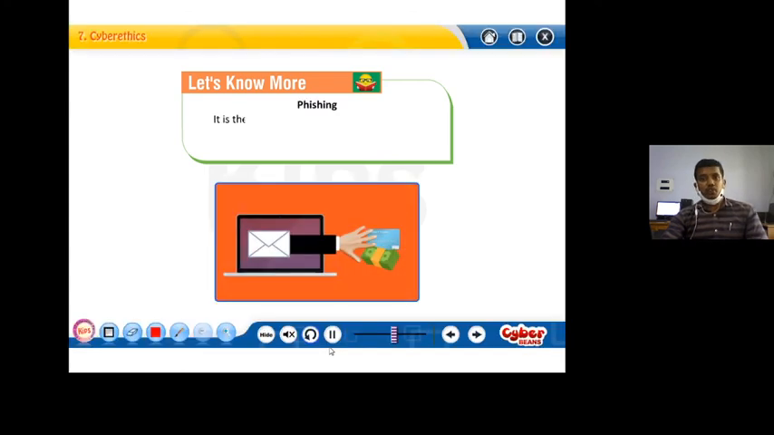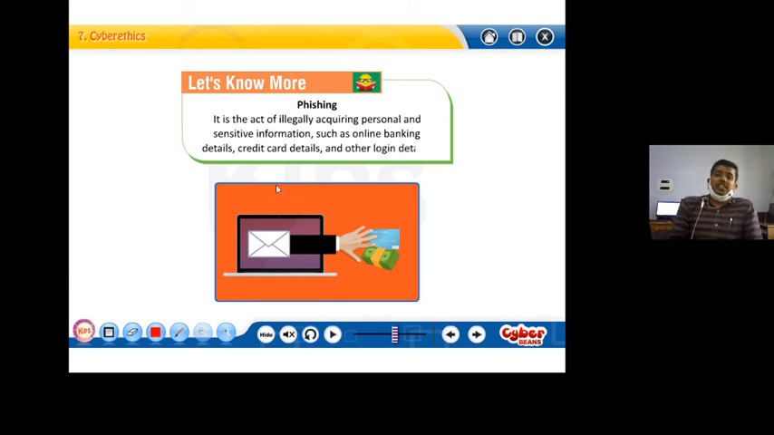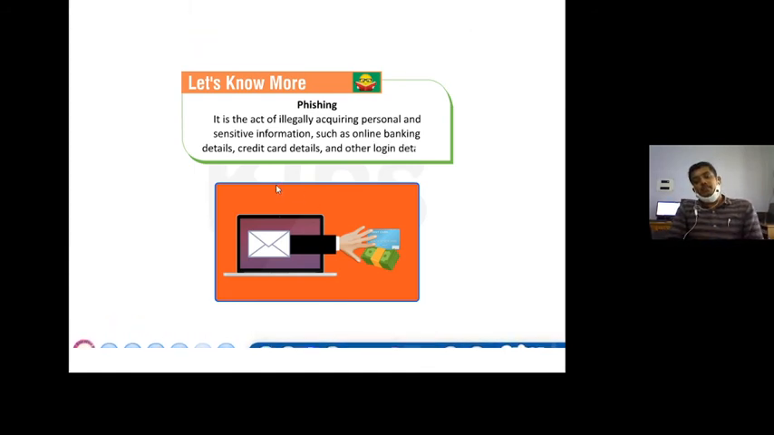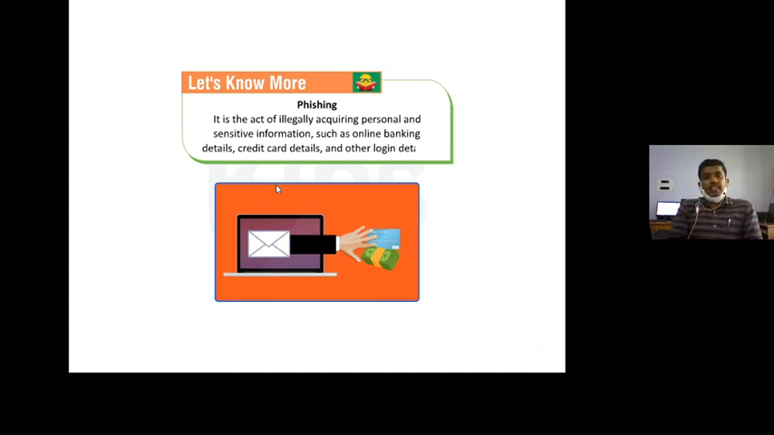Okay, clear. So phishing is also very important. It is the act of illegally acquiring personal and sensitive information such as online banking details, credit card details, and other login details. A phishing attack is the most common attack. You will get a fake website of the original website. It looks like the real website. Once you enter your username, password or personal information, the site will not work.